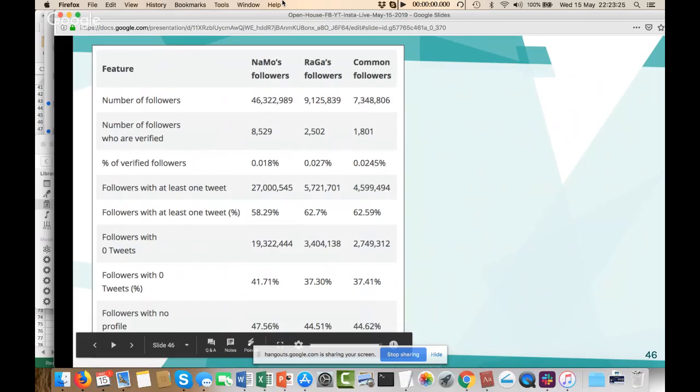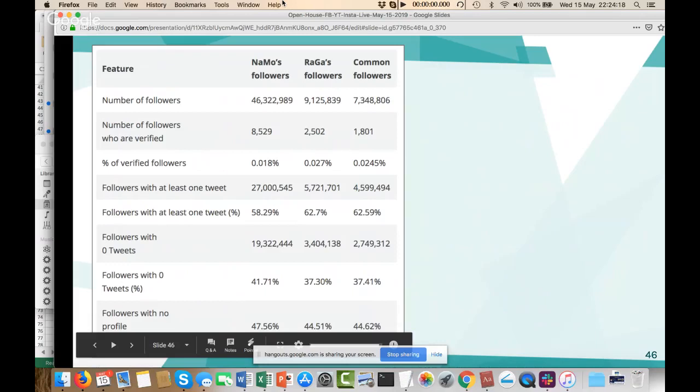We also started looking at the comparison of the number of followers who are verified. Some of the details we showed you earlier also, percentage of verified handles among followers. Here is an interesting number. If you go to the 8th one, which is followers with zero tweets, these 19 million followers of Namo and 3 million followers of Raga have not done any tweets. And the common users of these two is about 2.7 million users. Interesting, right? The overlapping users among the followers of Namo and Raga, 2.7 million people, have not done a single tweet.